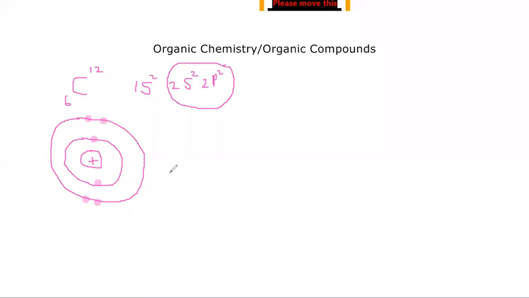Each unpaired electron of the carbon atom can form a covalent bond, because a covalent bond is formed by the sharing of electrons. So when each electron is shared with another atom, the maximum possibility of bond formation is 4, because there are 4 electrons present.